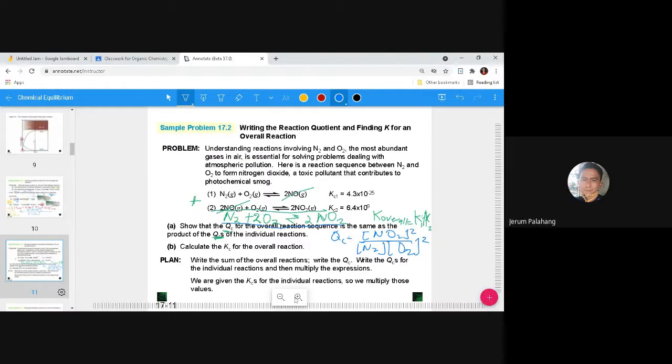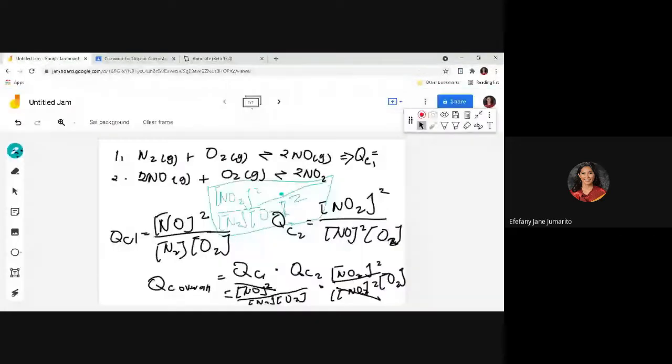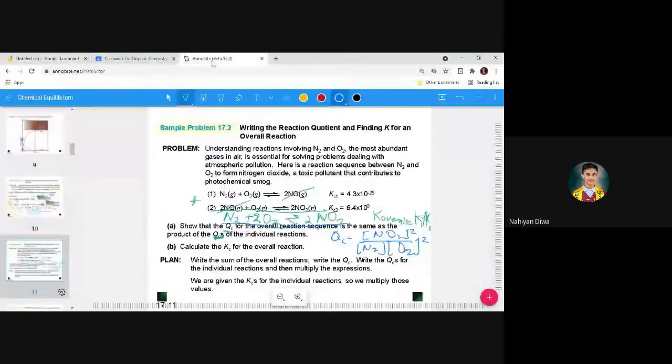Very good. Okay, now the same: the QC that we got from the sum of our reaction equations, is it the same as the QC that we got by multiplying each individual QC? Is it the same? Yes, ma'am, the same. So that means that we have proved it.